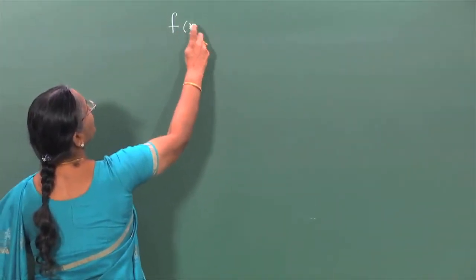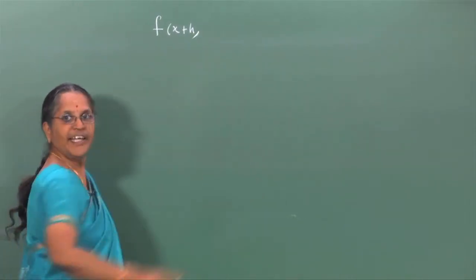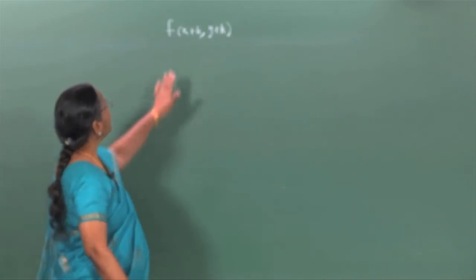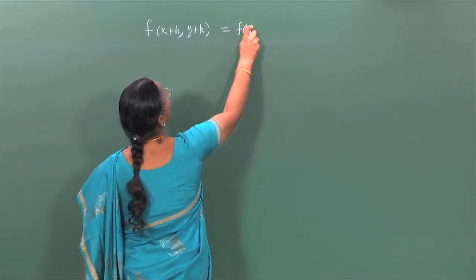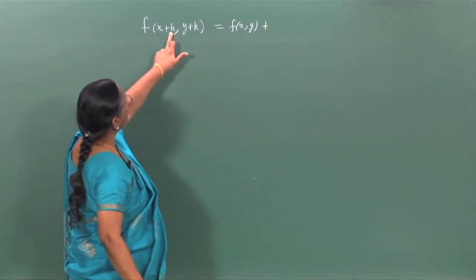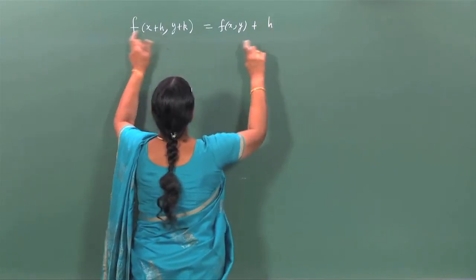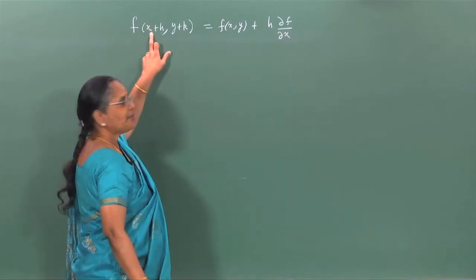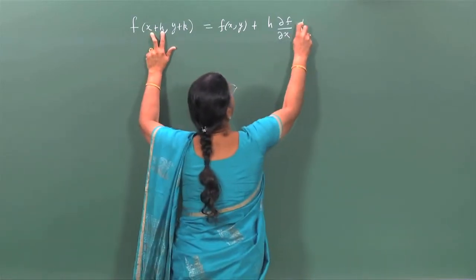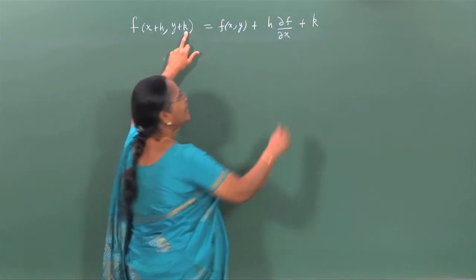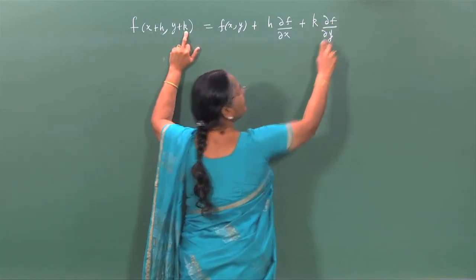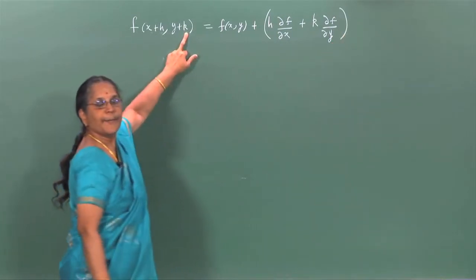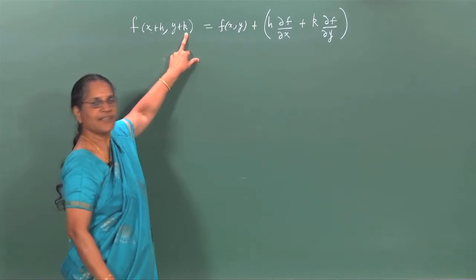If I have a function of two variables and I give a small increment h to the first argument and an increment k to the second argument, then using Taylor series it is given by f of x comma y plus the increment in the first argument, that is h, multiplied by the partial derivative of f with respect to the first variable for which h is the increment, plus the increment in the second argument which is k into partial derivative of f with respect to the second variable y for which k is the increment. So, this is the set of terms which involve first order partial derivatives.